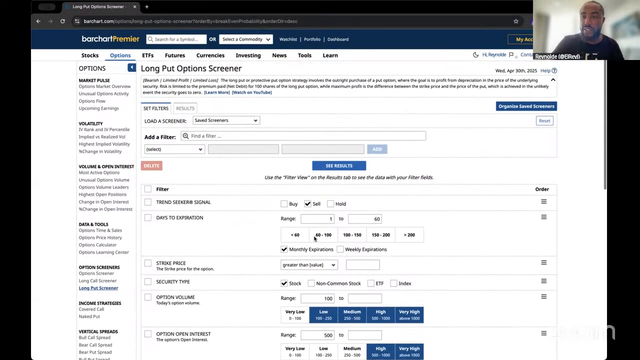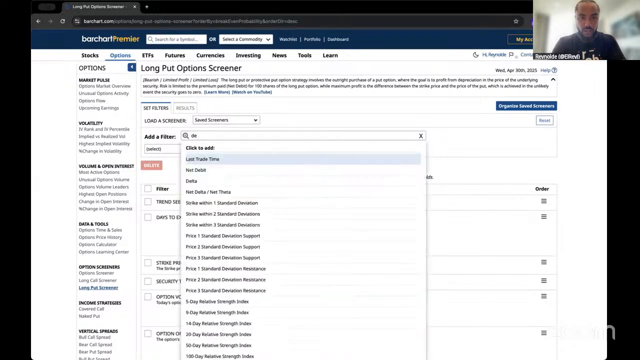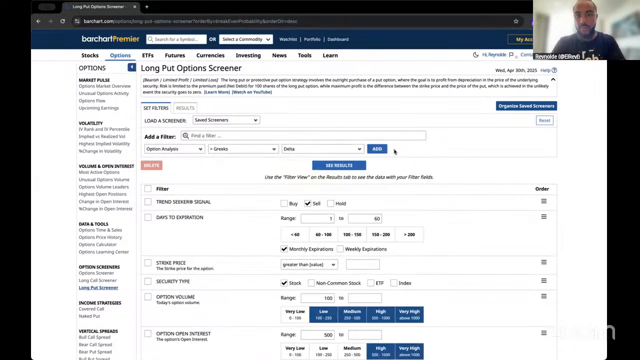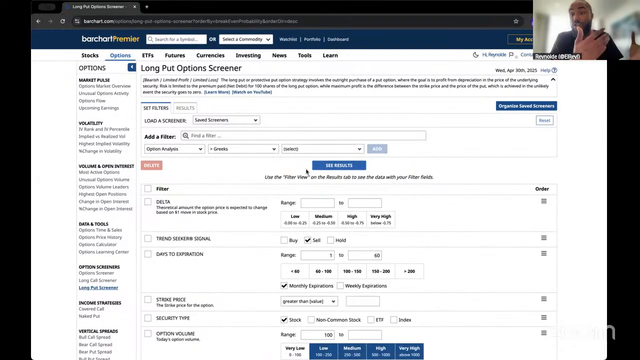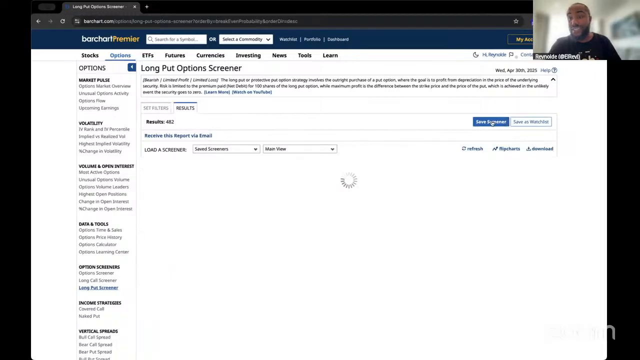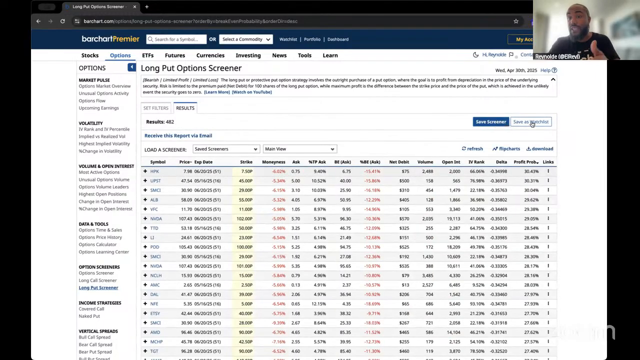Maybe you're looking for a certain delta. You can add delta on here. So that way, if you're looking to make a certain amount of money per point that it moves, you can put in those types of criteria. And like I said, you can save this, and whatever filters it gives you, you can then save it as a watch list as well.